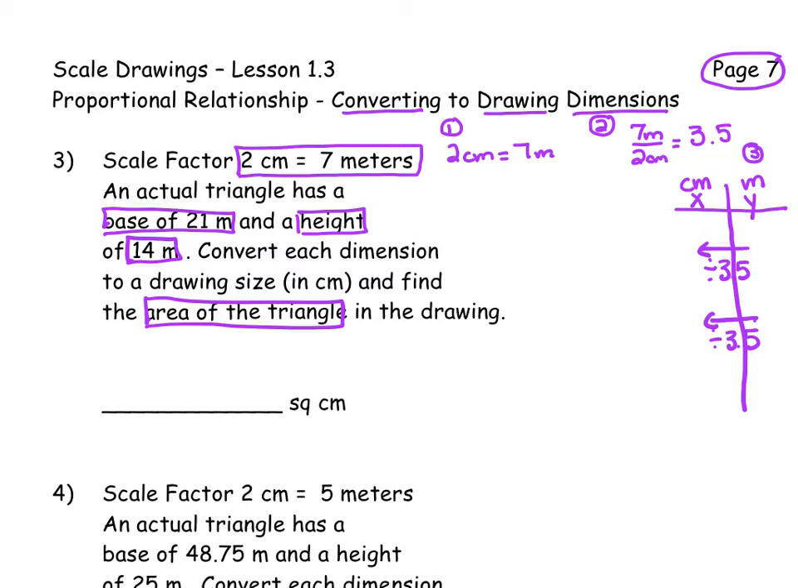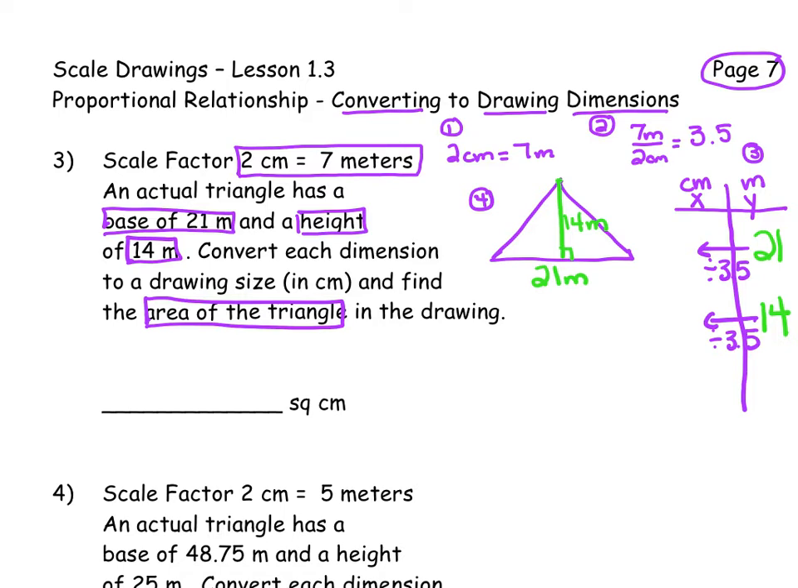So, sketch, in step 4, a quick triangle. Our triangle has a base of 21 meters and a perpendicular height of 14 meters. We're going to take each one of those dimensions, and remember, they're meter dimensions, so they should go in the meters column, and we're going to divide by 3.5 and convert them to their centimeter measurements.